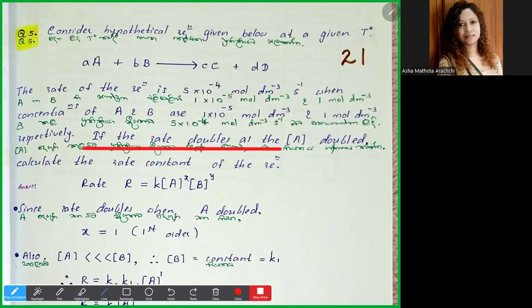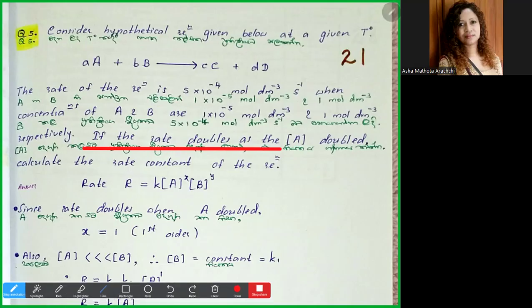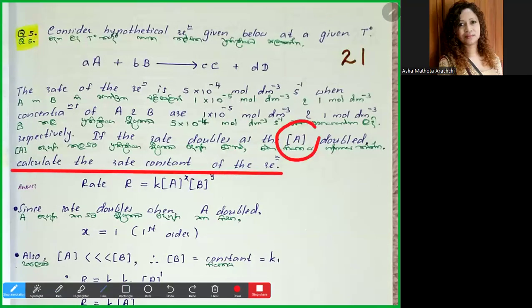If the rate doubles as the concentration of A doubled, you write it like this. If the rate doubles as the concentration of A doubled, calculate the rate constant of the reaction.